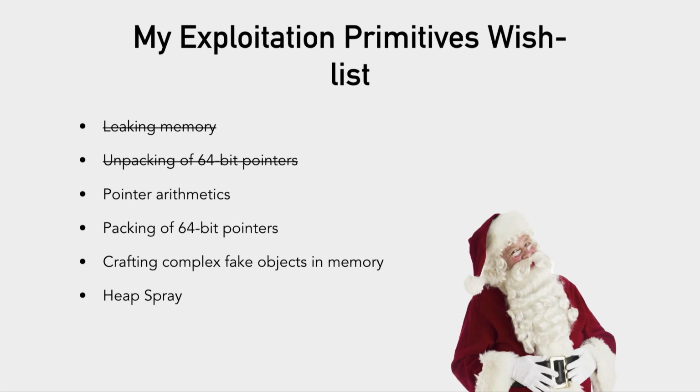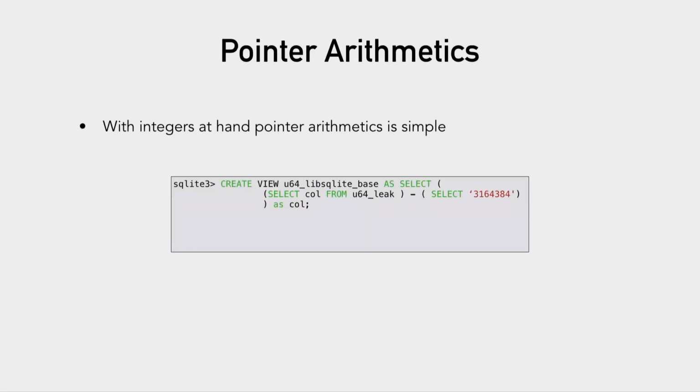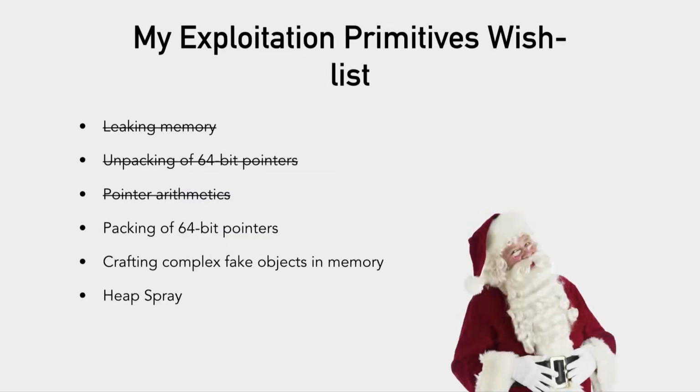Moving to pointer arithmetics, and it is actually really, really easy right now when we have integers at hand, right? All we have to do is, in one subquery, we use our pseudo variables, and the other one can have any constant that we wish. And now we know where lib.SQLite is located.